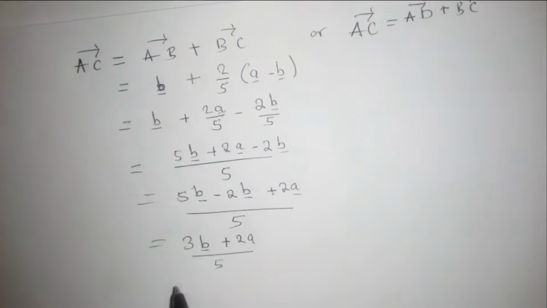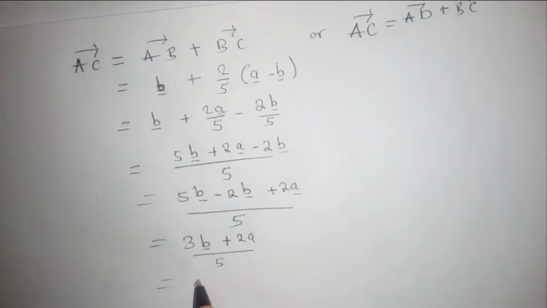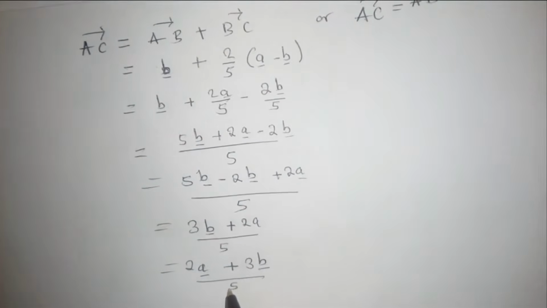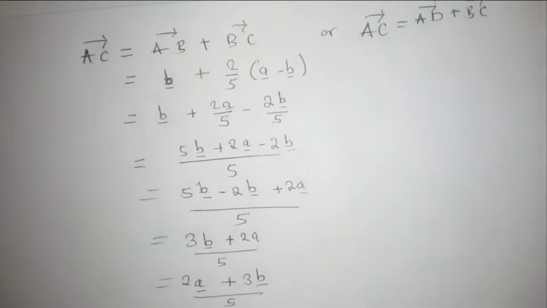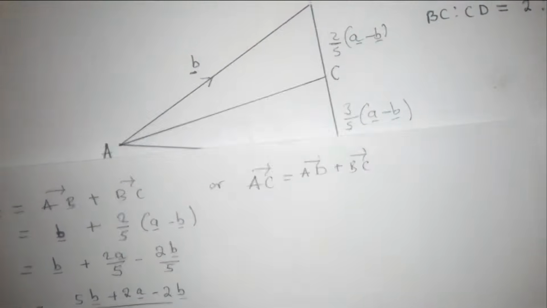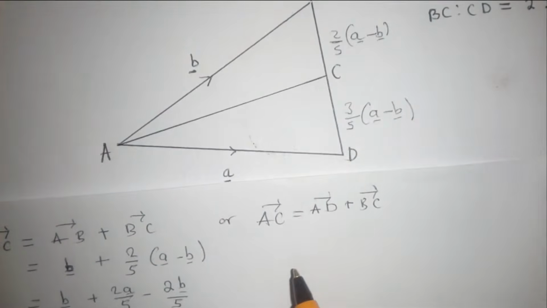So this is what we have, and we can arrange it properly. We start with a, 2a plus 3b over 5. This is our solution. So now I want to show you that even this other one will give us the same solution, the same answer.